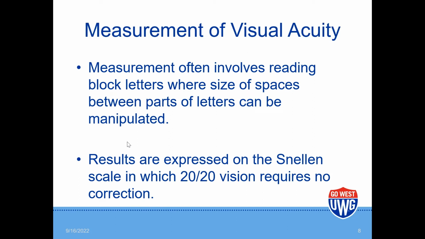So when you're measuring visual acuity, you have probably done this test before. It often involves reading big block letters where the size and the space between the letters is manipulated. You start with that big E on the top, and then as you go further down, each row the letters get smaller, and the spacing between the letters gets closer. And so the more you can tell those apart, the better your acuity is. Usually those results are expressed on what's called the Snellen scale, where 20/20 vision requires no correction from eyeglasses or something like that.